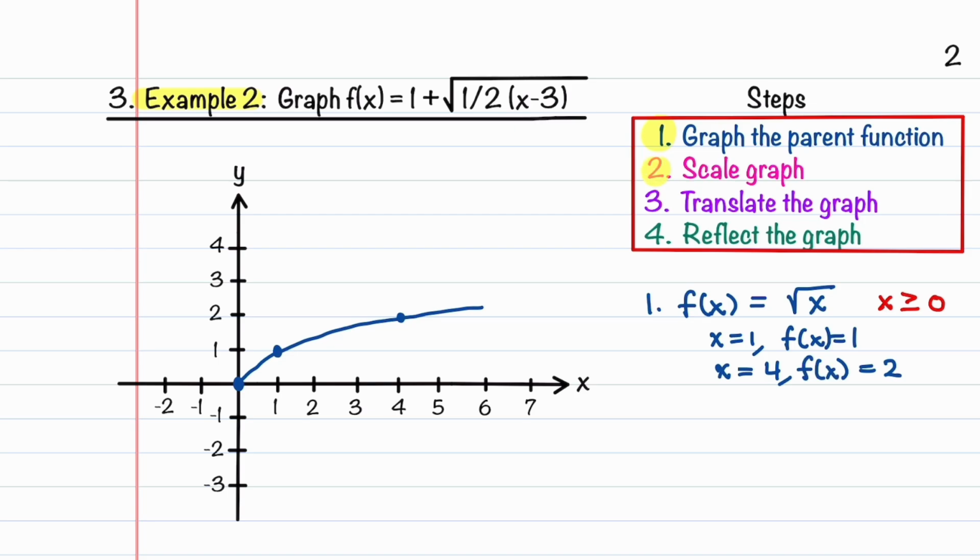Let's now go to our second step. Our second step says that we are going to scale our graph. The function that we'll graph in our second step is going to be f of x is equal to the square root of 1/2 times x. Notice that x is being divided by a factor of 2. That means that we're going to have a horizontal stretch by a factor of 2.